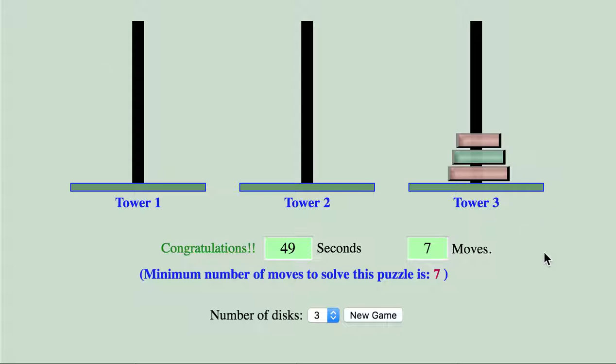I just maintained the same order and I moved only one disc at a time. That's the idea about the Tower of Hanoi problem.